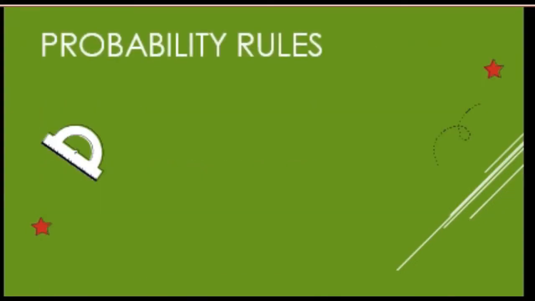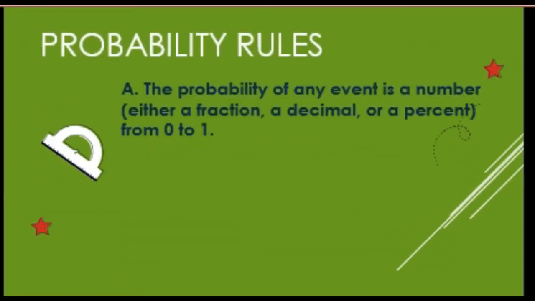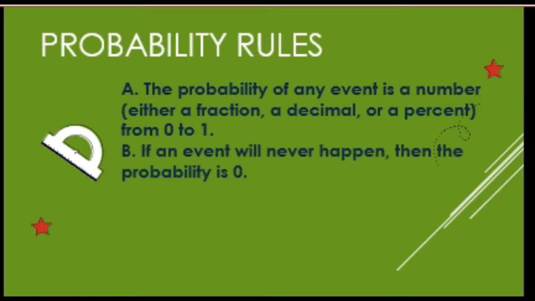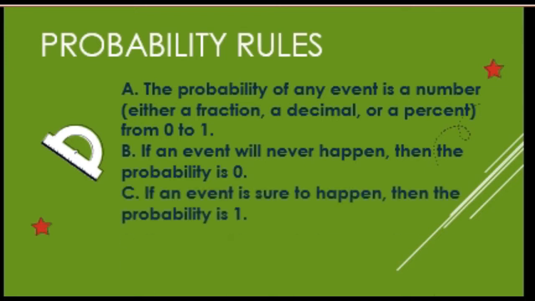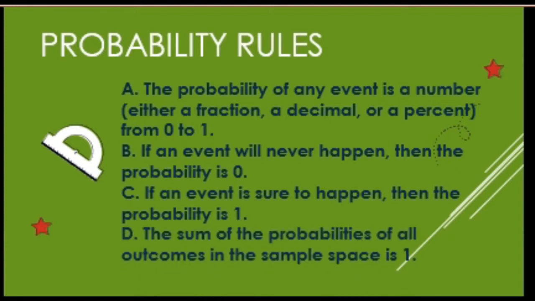Now let's talk about probability rules. First, the probability of any event is a number, either a fraction, a decimal, or a percent from 0 to 1. Next, if an event will never happen, then the probability is 0. If an event is sure to happen, then the probability is 1. And last, the sum of the probabilities of all outcomes in the sample space is 1.